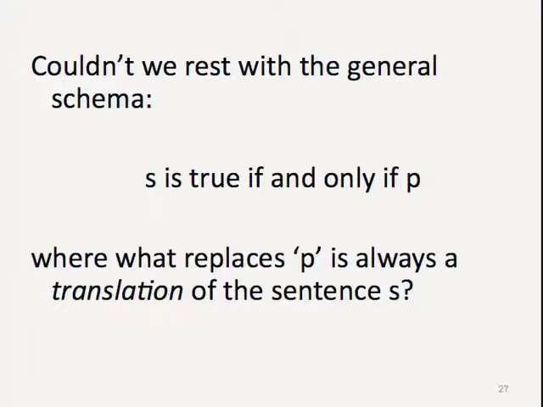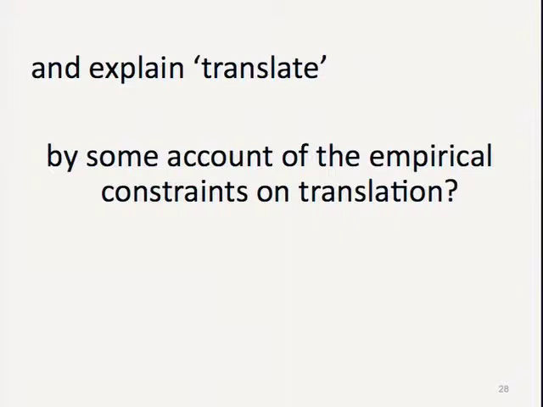Why go for finiteness? Why not just say, you could just state this generally, S is true if and only if P, where what replaces P is always a translation of the sentence S. Leave it at that. Why do all this hard work of trying to figure out how the meaning of a sentence depends on the meanings of the words? I mean, we can explain what translate means by talking about the empirical constraints on translation, like charity.